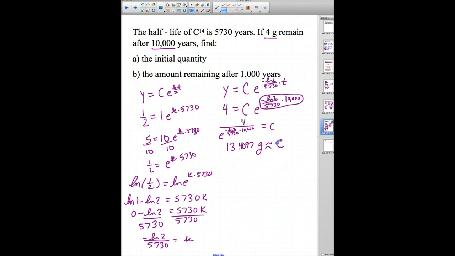The computer's lagging a little bit here. Alright, so that's question A. Question B, how much is the amount remaining after 1,000 years?